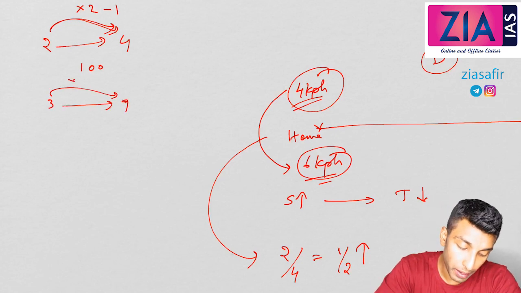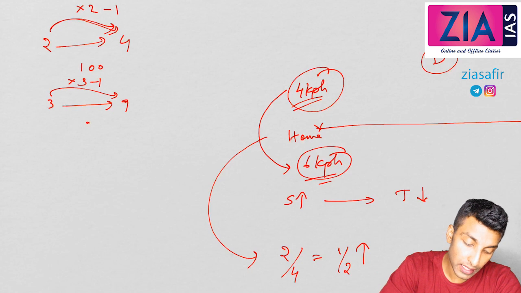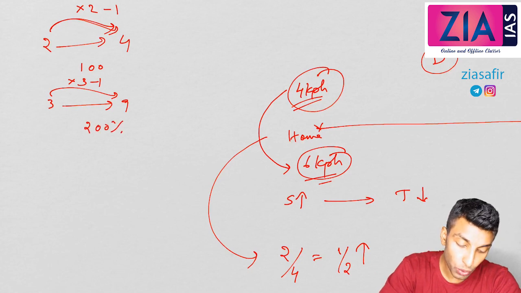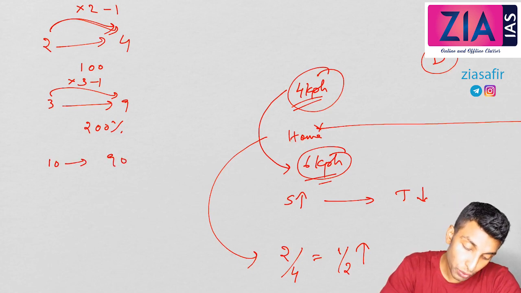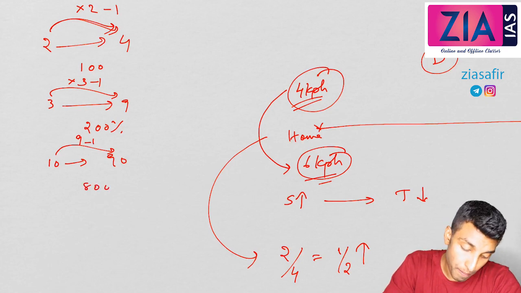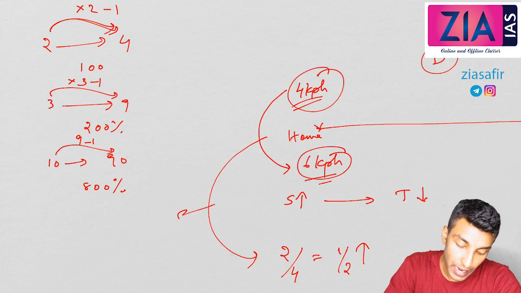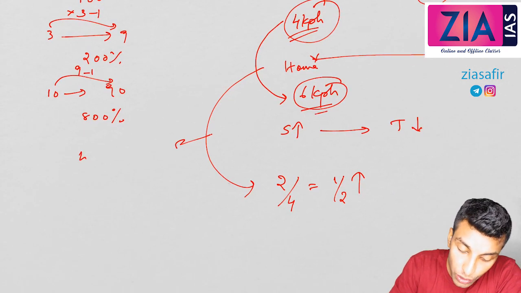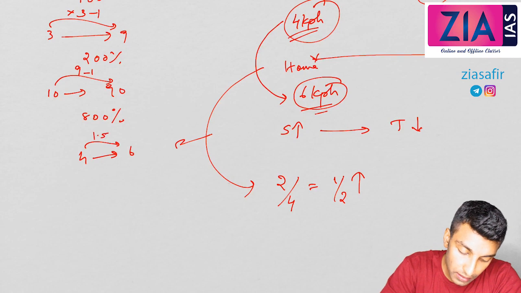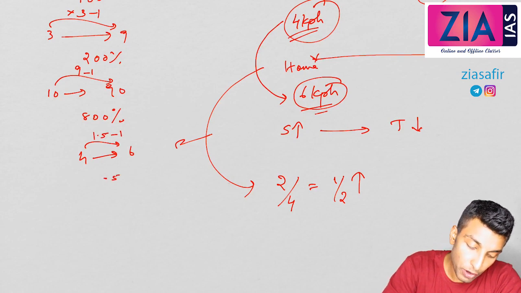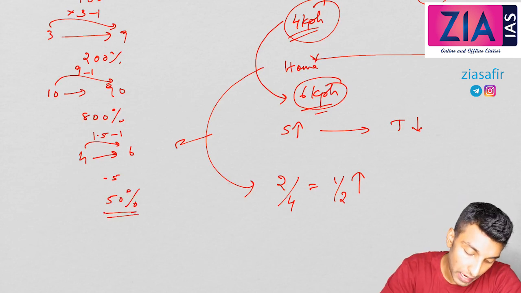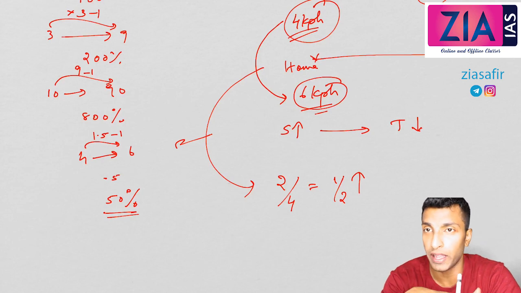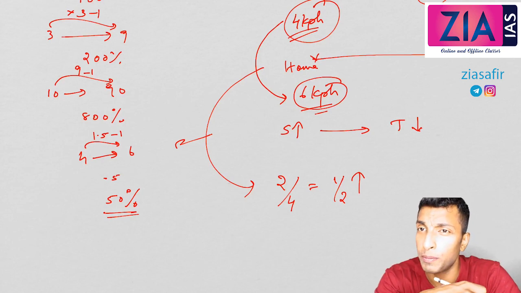Similarly, if you see 3 to 9, you can see here the factor of multiplication is 3. Minus 1 if you do, you'll get 2. Add 2 zeros, 200%. If it is 10 to 90, what is the factor of multiplication? 9 is the factor of multiplication. Minus 1, you will get 8. Add 2 zeros, 800%. What about this 4 to 6? 4 to 6 is 1.5. 1.5 minus 1 is 0.5. When you add 2 zeros, the first zero makes it 5, the second zero makes it 50%. That's why I have written 1 by 2. So this is how you can find the percentage change faster.